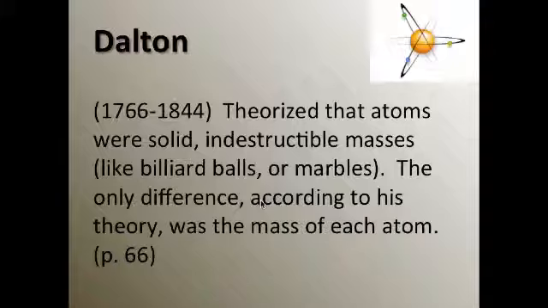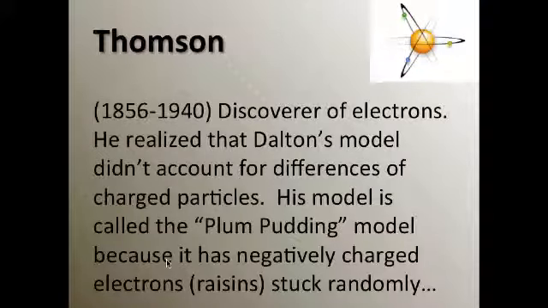The only difference between one type of matter and another type of matter then was the mass. So that's what he thought atoms were, small little solid particles. And you can see this too in your book on page 66. Thomson is the one who discovered the electrons. He realized that Dalton's model of small little indestructible masses wasn't entirely correct. Now, he did say that they're small, he did say that they have mass, but he discovered little negative charges on the atom. And so he had to modify the model in order to fit his new information.